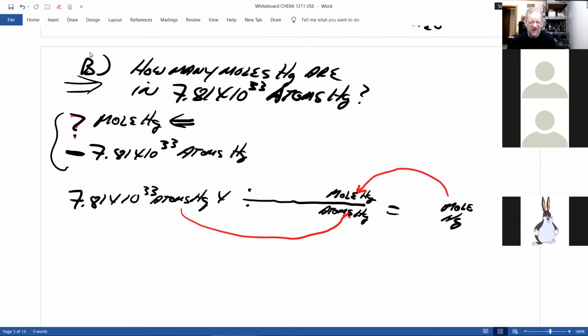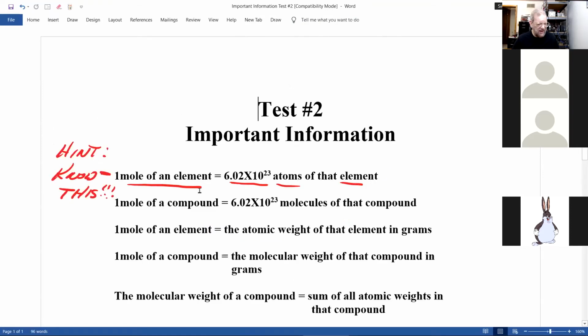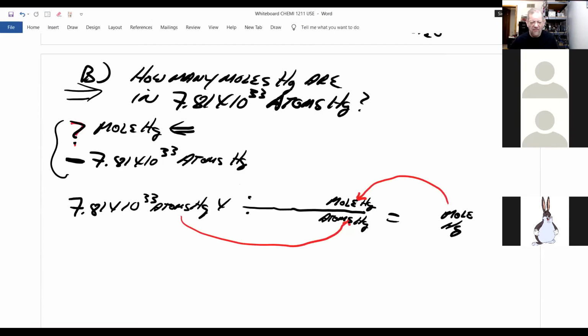And where do I get these numbers? Where do I have a relationship between moles of mercury or any element and atoms of that element? If you look at important information, 1 mole of an element equals Avogadro's number, 6.02 times 10 to the 23rd atoms of that element. So I know for every 1 mole of an element, there's 6.02 times 10 to the 23rd.